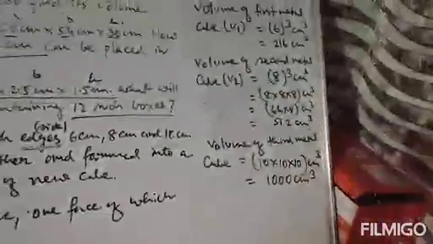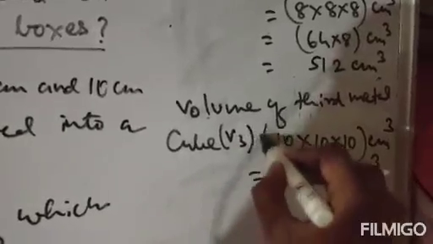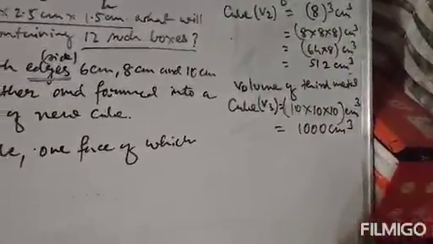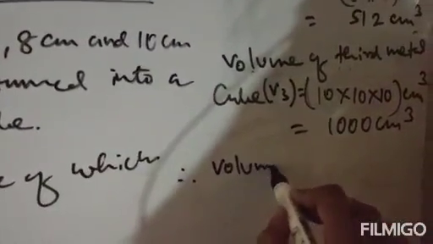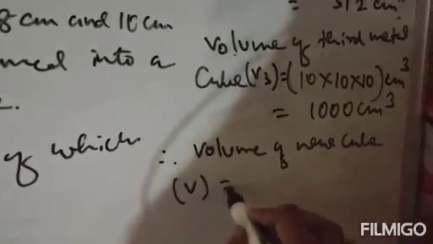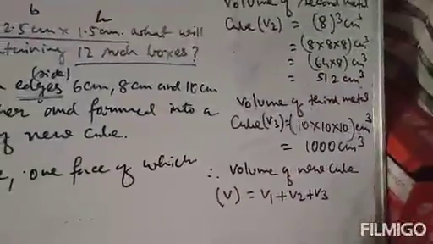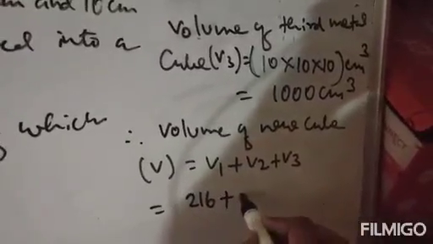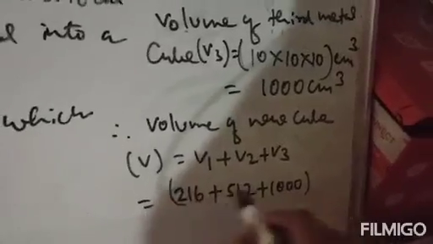So we have got the volume of the 3 cubes. Suppose the third is V3. So now we will add the three volumes of metal cubes to get the volume of the new cube. Therefore volume of new cube, suppose it is V, will be volume 1 plus volume 2 plus volume 3. Volume of first metal cube was 216, second was 512, and third was 1000, in centimeter to the power 3.